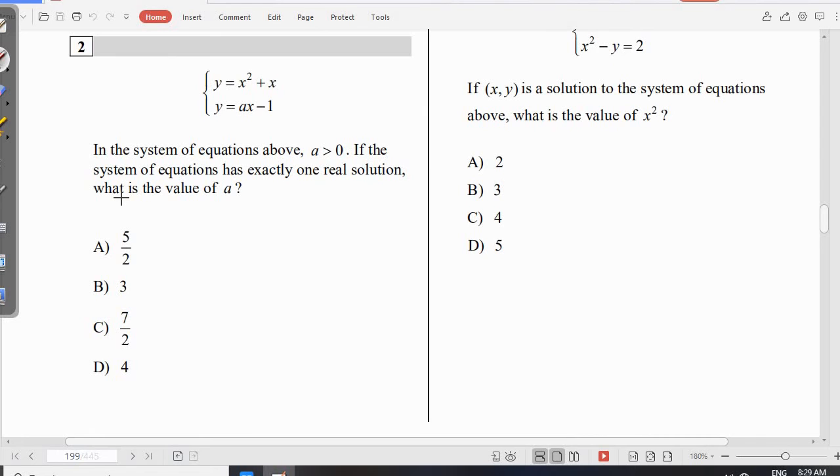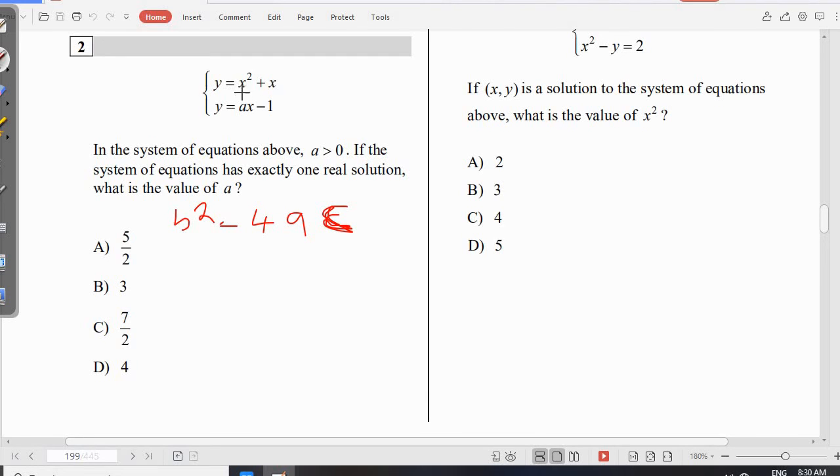So in the system of equations above, a is greater than 0. If the system of equations has exactly one real solution, what is the value of a? We have talked about this, one real solution, just one solution. That means your value of b squared minus 4ac should be equal to 0 for it to have just one solution. That's because the square root of that should be equal to 0.